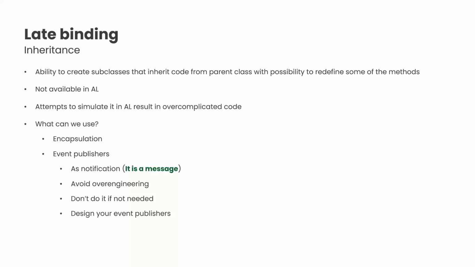And also, you can use event publishers for some of the cases of inheritance, but only if you want to have a notification. So you have to send a message to some other objects. But avoid over-engineering and don't do it if you don't need it. And make sure that you design your event publishers not to put them absolutely everywhere.